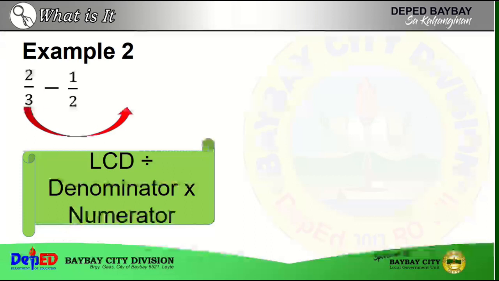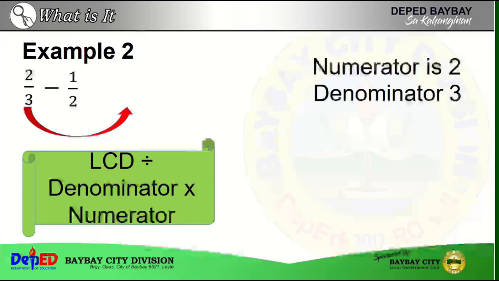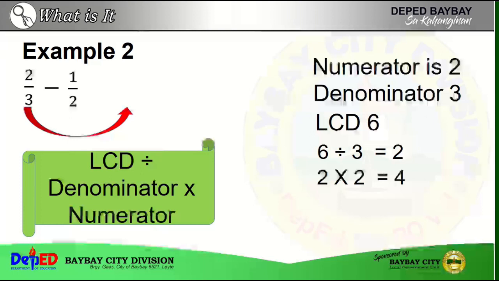For 2 over 3, our numerator is 2, denominator is 3, and LCD is 6. So LCD 6 divided by denominator 3 is equal to 2. Then 2 times numerator 2 is equal to 4. That is why we have 4 over the LCD, which is 6.